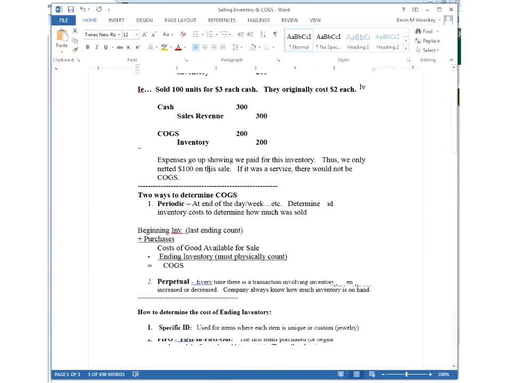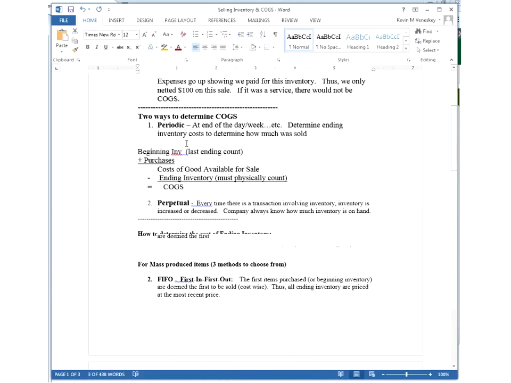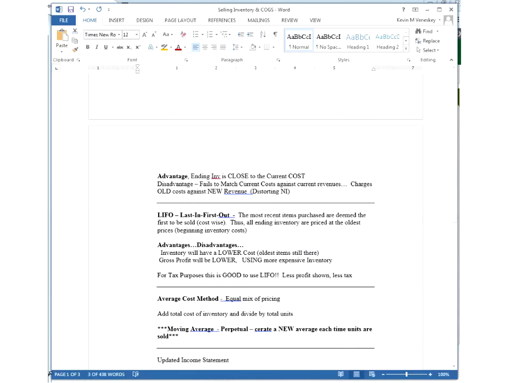Let's look at an example, a couple examples that I have of FIFO and LIFO and average cost. And I'll have these available for you in the Blackboard in your resources folder that I have each week set up.